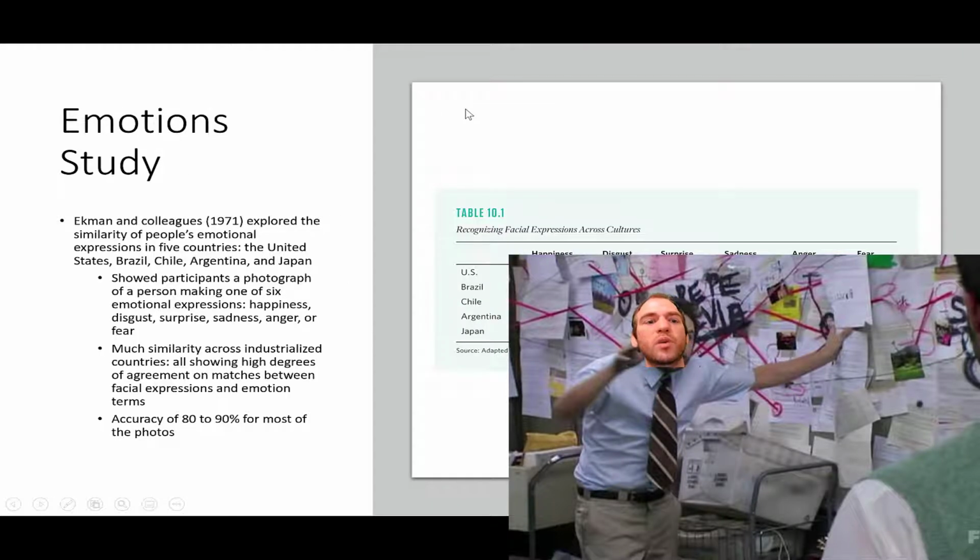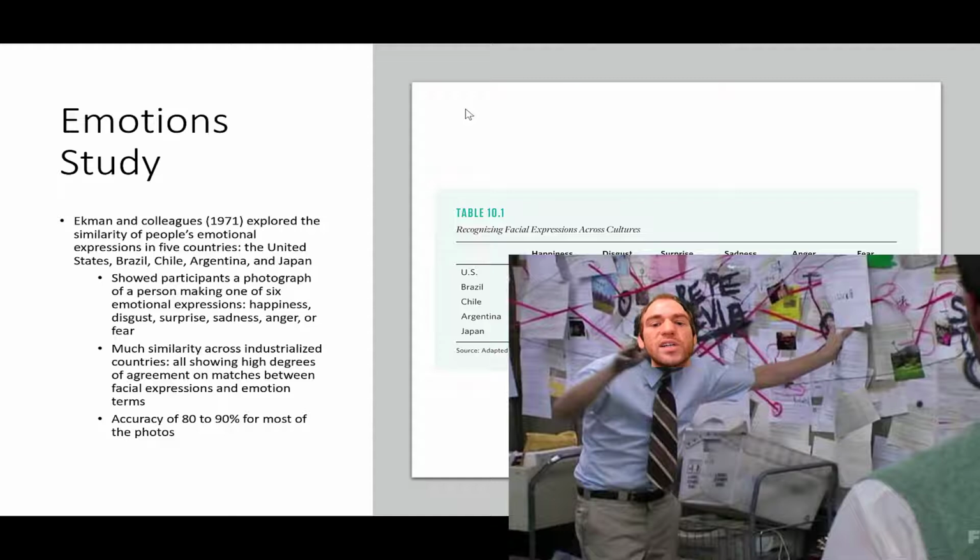I also want to touch on one other study from Ekman and colleagues in 1971, who explored the similarity of people's emotion expressions in 5 different countries: the US, Brazil, Chile, Argentina, and Japan. They showed participants a photograph of a person making one of 6 emotional expressions: happiness, disgust, surprise, sadness, anger, or fear. There was much similarity across industrialized countries, all showing high degrees of agreement on matches between facial expressions and emotion terms. Accuracy was 80 to 90% for most of the photos.